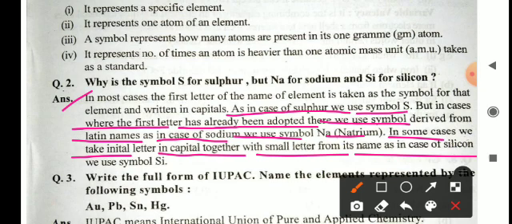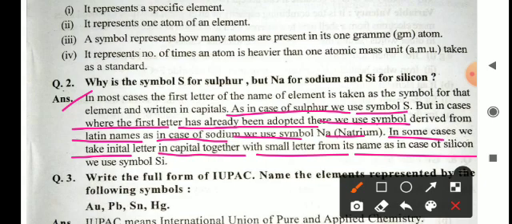So in a simple way, when writing the symbol of an element, if the first letter is already adopted, then we take the first letter in capital letter. With this first letter we take another letter of the name in small letter. If the letter is not already used, then we give the symbol with only one letter.